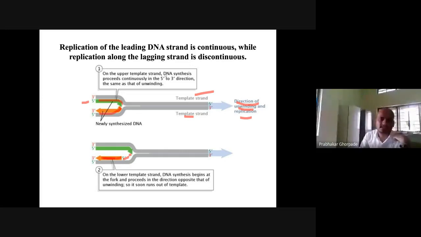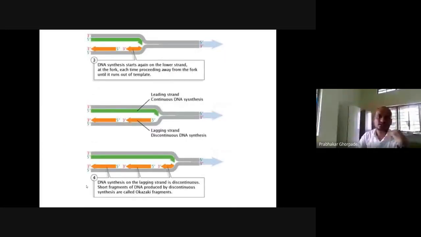If the upper strand is in the 5' to 3' direction, and its direction is the same as the unwinding direction, then it is a continuous strand, the leading strand. The other is in the opposite direction to the replication fork movement. So this direction is opposite to the replication fork movement direction. So this one is a discontinuous process. Okay, this process is discontinuous, and that is lagging strand synthesis. So that is why this DNA can go up continuously.